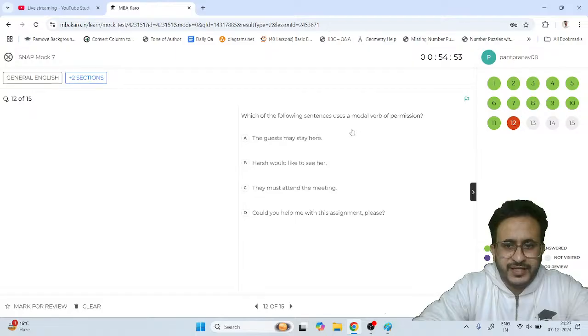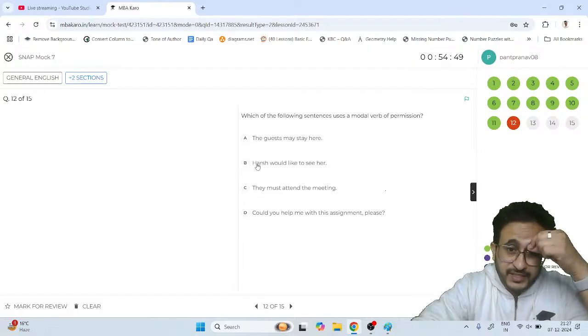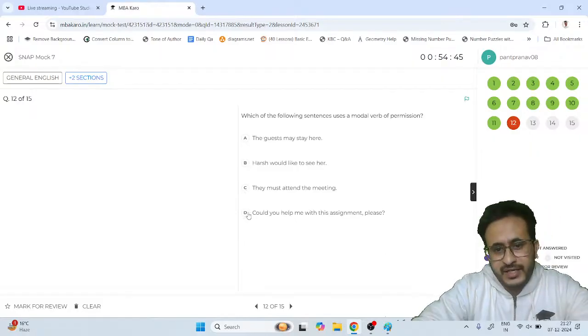Which of the following sentences uses a modal verb of permission? Guest may stay here. Harsh would like to see her. They must attend the meeting. Could you help me with this assignment, please? Okay, so that could be a permission.